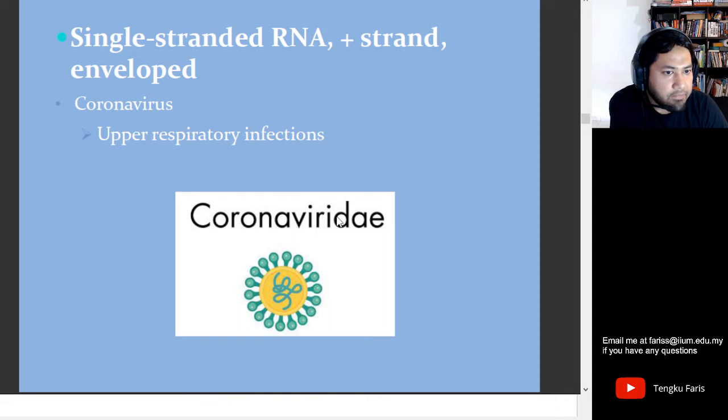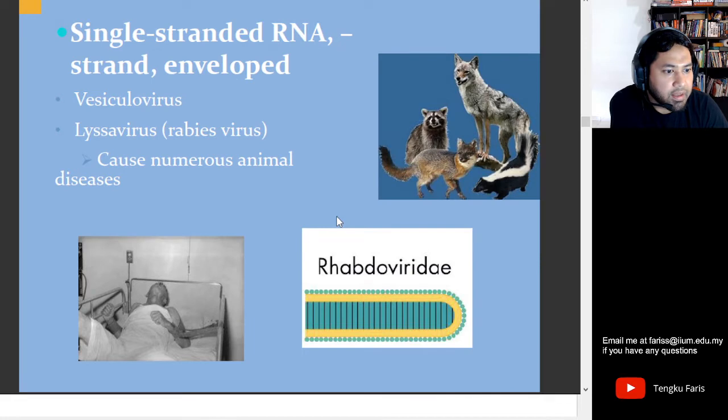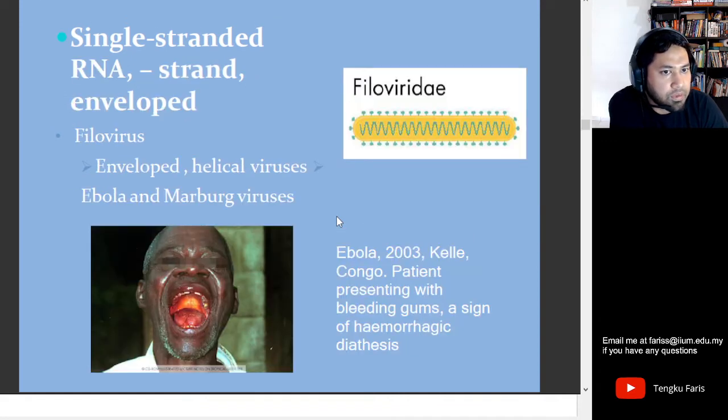For example, they infect the upper respiratory tract. They are classified under family Coronaviridae. Rhabdoviridae, you can see here, for example, vesiculovirus, an RNA virus that originated from canine or animal sources. Filoviridae is another type of RNA negative strand envelope virus that includes filovirus.